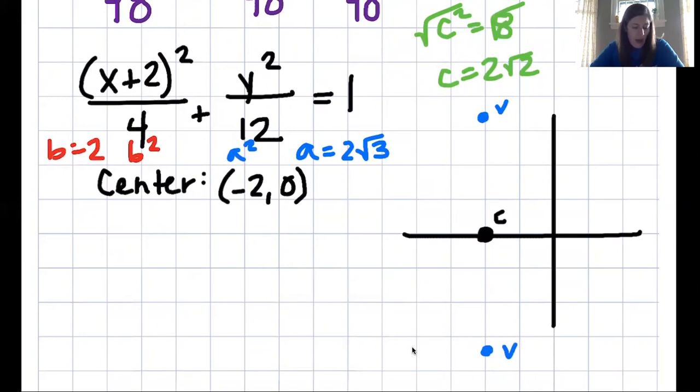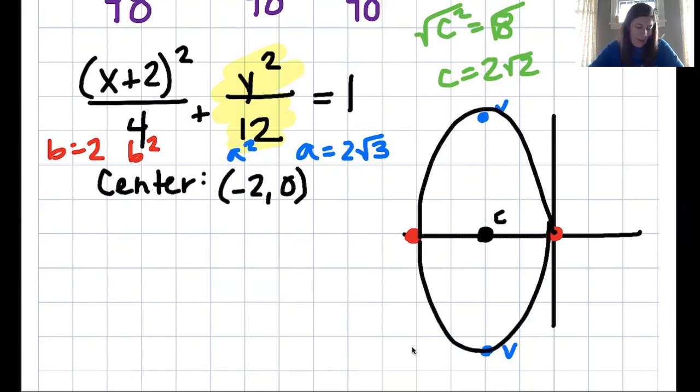And remember, I know to count up and down because this a squared is with y. So that's telling me where my major axis is. When I'm plotting my b, or moving the distance of b, that's underneath x. So I'm going to go back to my center and move horizontally 2 to the right and 2 to the left. And then I can draw my ellipse.